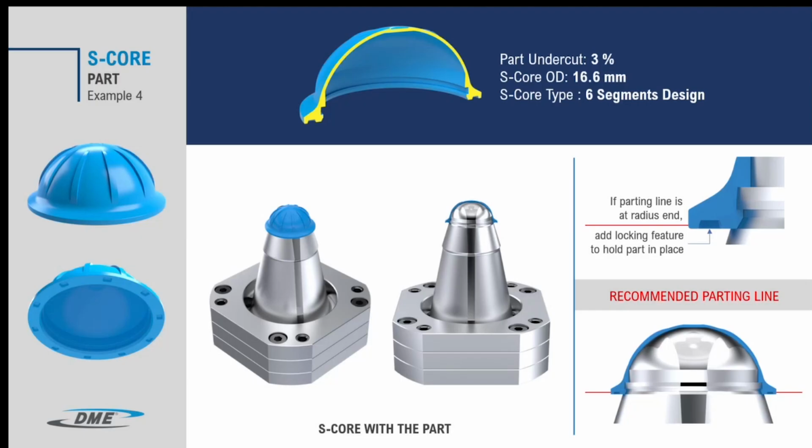core during the ejection. And also, if the part line is placed at the radius area, the part may slip during the ejection. So we recommend adding a locking feature to hold the part properly. And proper part line selection will improve the stability and avoid defects. This is a very important point for reliable production.